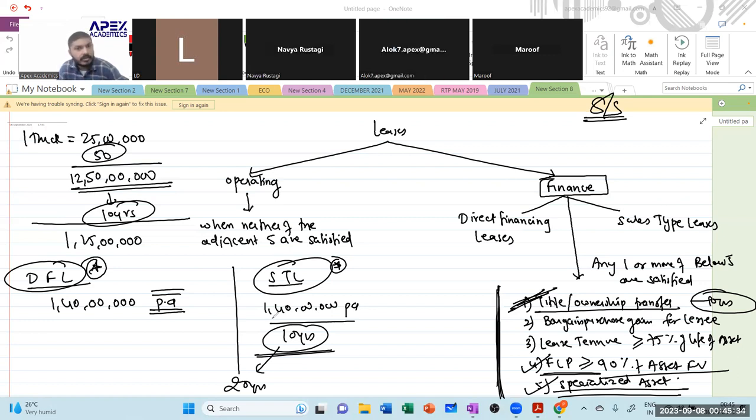Sir, what if title ownership and the 90% value, both points are satisfied? Both are transferred, then it's a general finance lease. Finance leases have their categorizations. It does not mean all finance leases have to be in one of these two categories. A general finance lease, a generic one. But where a finance lease has to be specifically drafted, crafted to include all these items, you break them down into a DFL and an STL. Got it? Yes, sir.